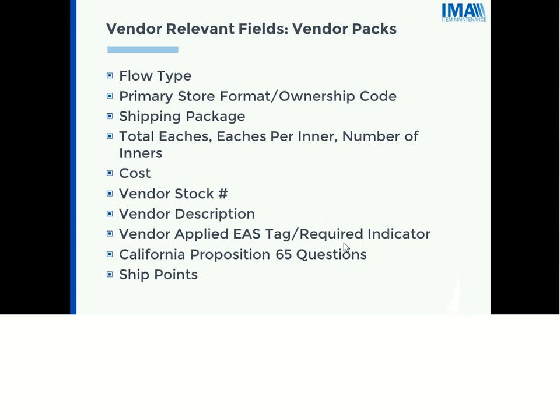In addition to that, you also can see the total eaches per inner, number of inners. You can see your cost and vendor stock number. The EAS tag required indicator that was on the item tab, if you remember, I mentioned it's also located on the vendor pack tab. And you have your California Proposition 65 questions and ship points depending on your flow type.